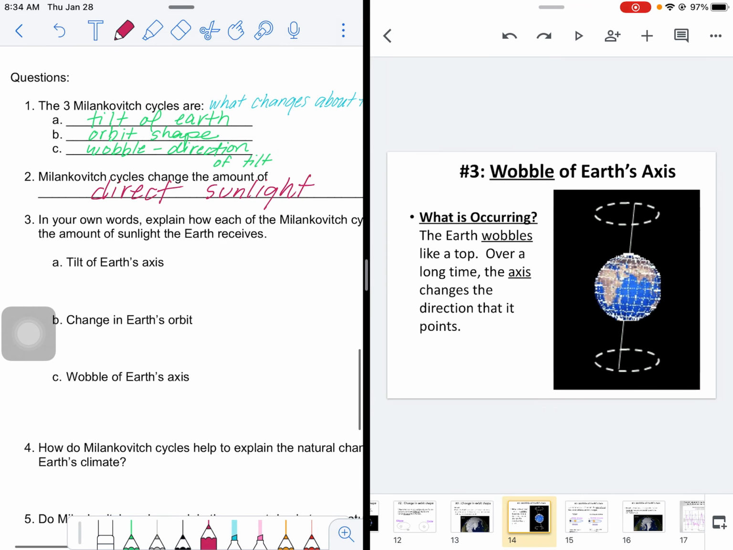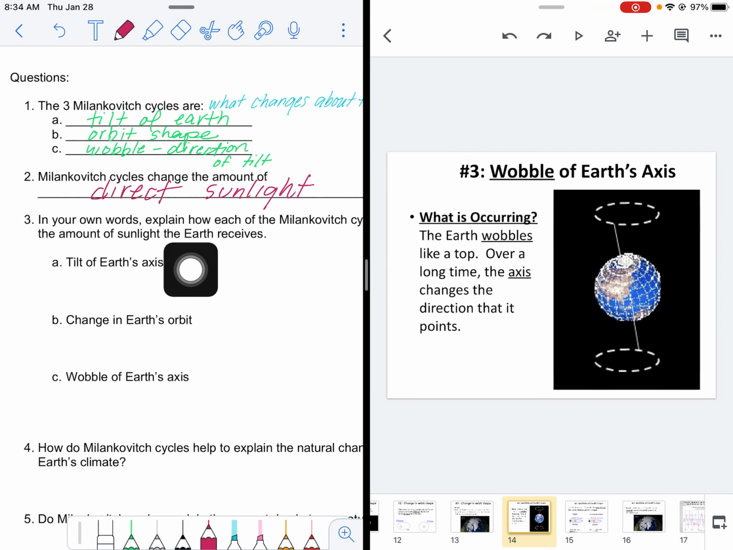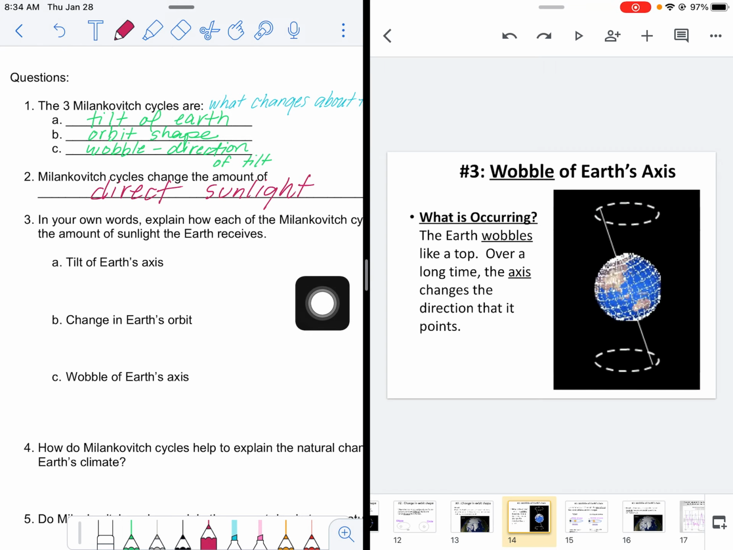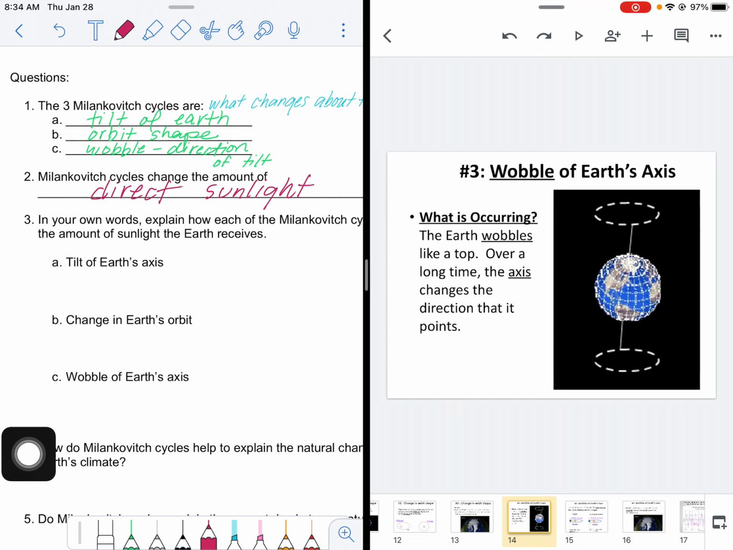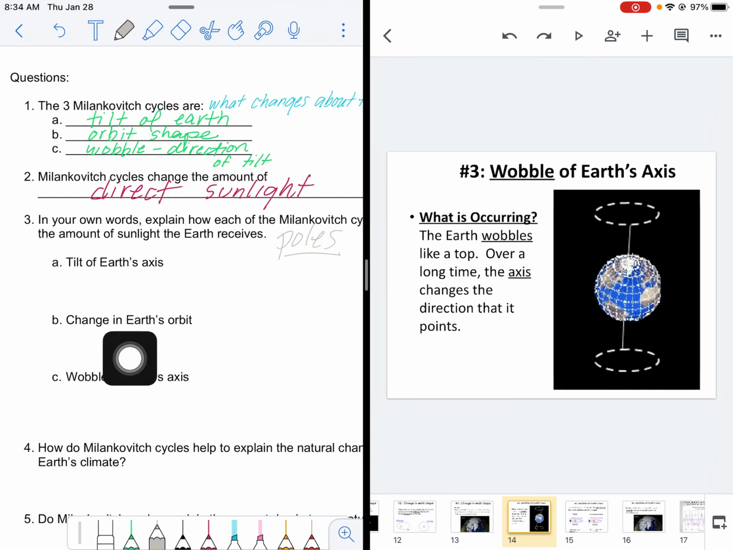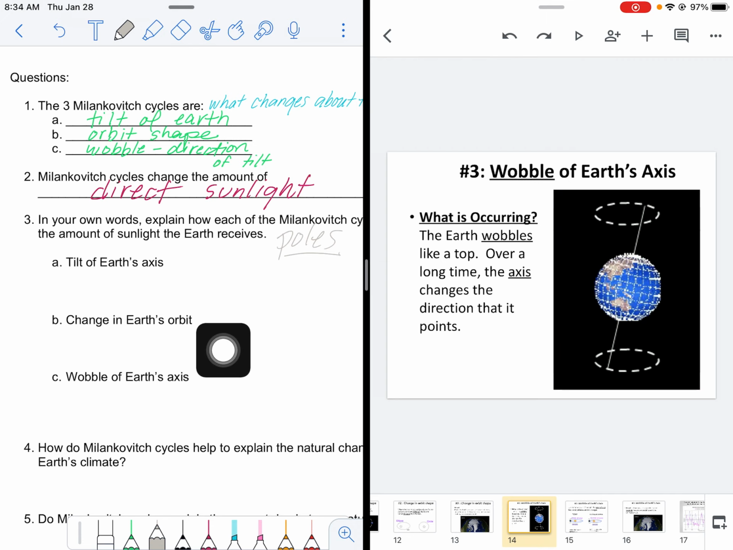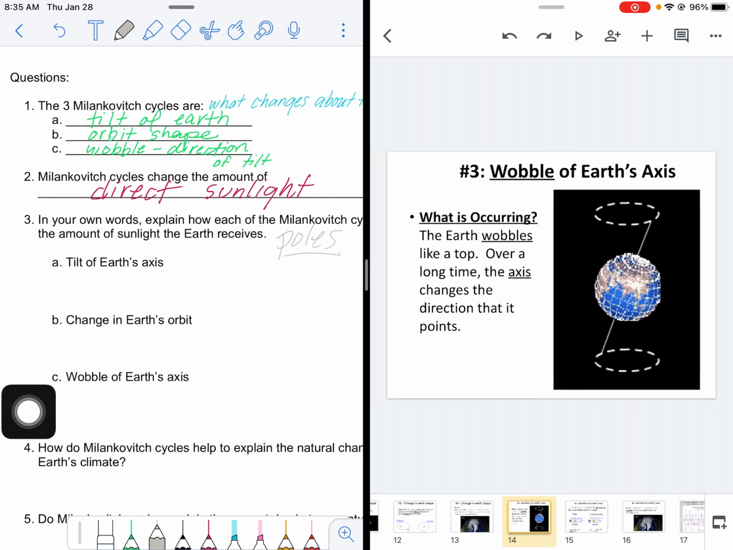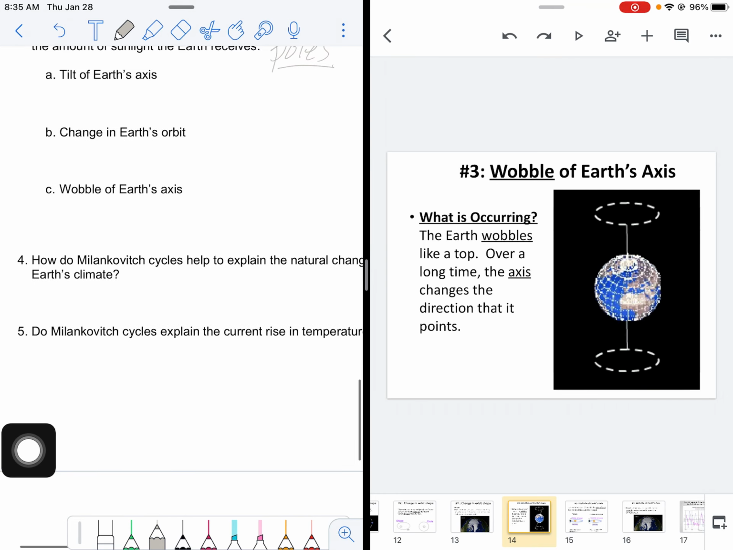And so here, in your own words, explain how each of the cycles is impacted by sunlight. So you could talk about more tilt or less tilt and what that does. Really try to focus your points here on the poles. So kind of pick one extreme and tell us about it. So more tilt does this, or less tilt does this. Circular, we see this. Elliptical, we see this. And what is the wobble changing?